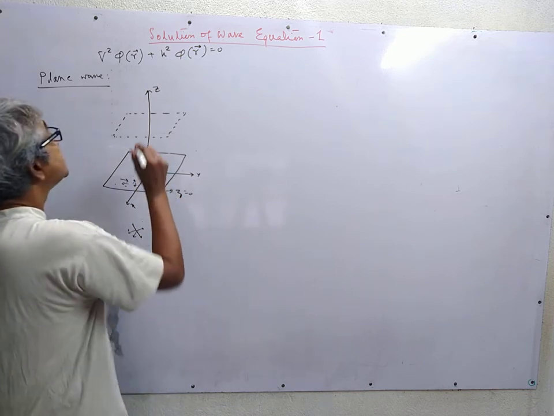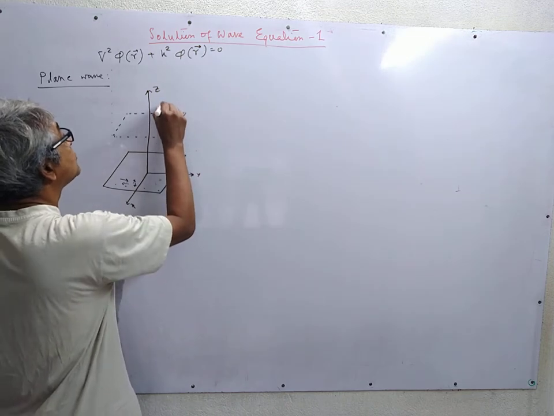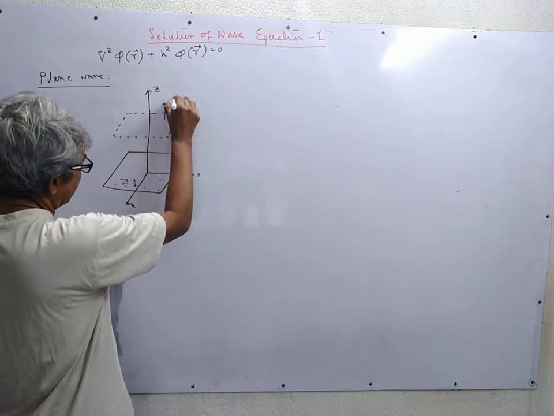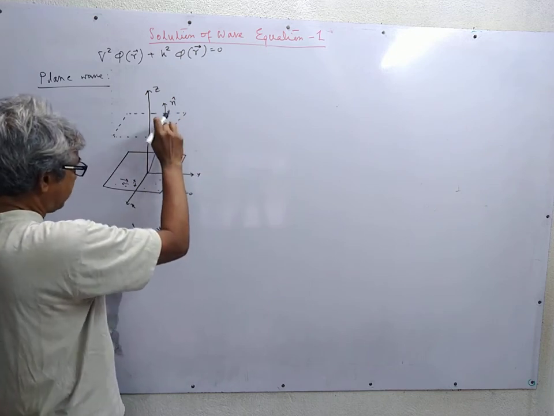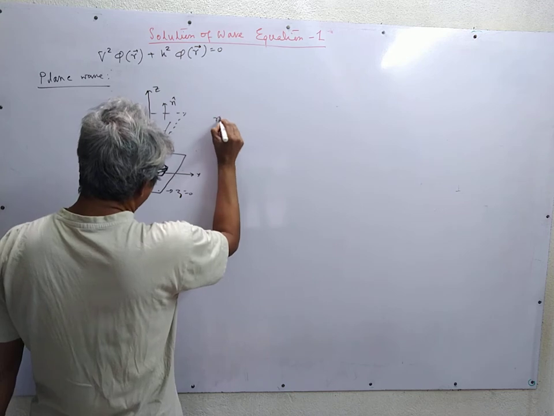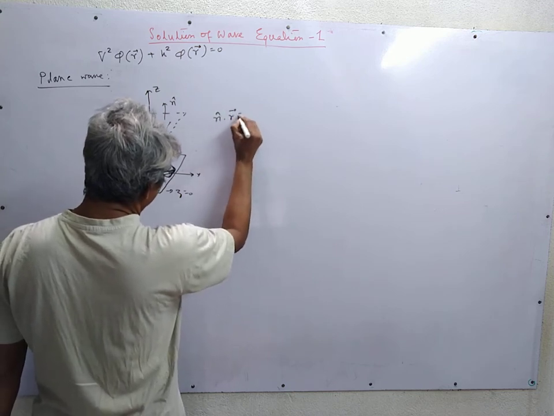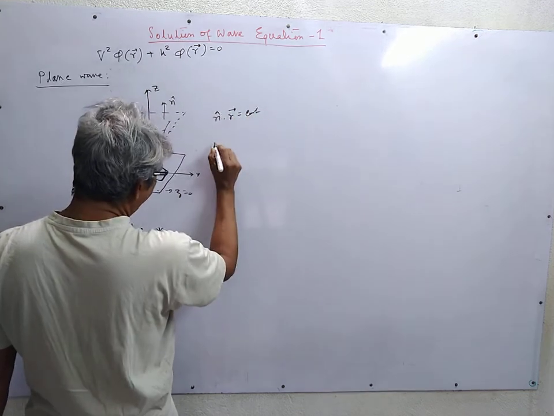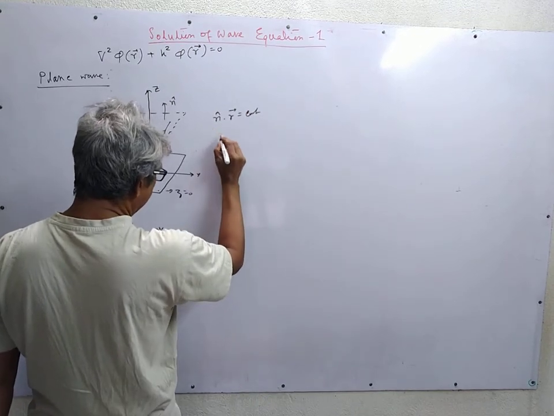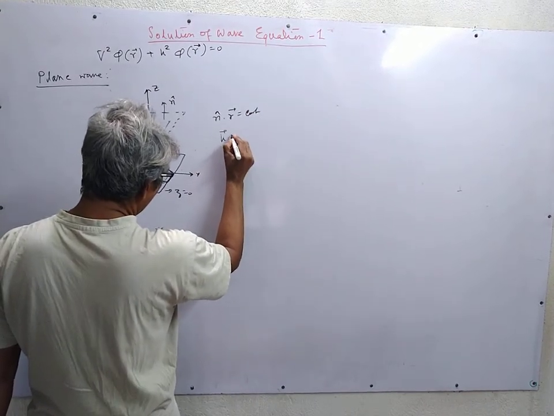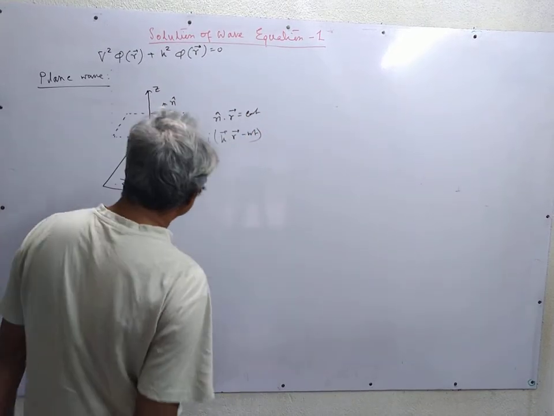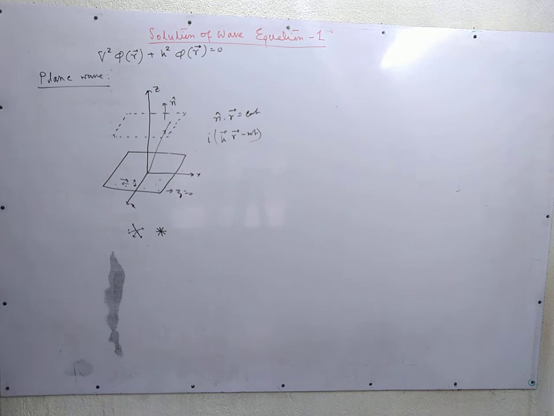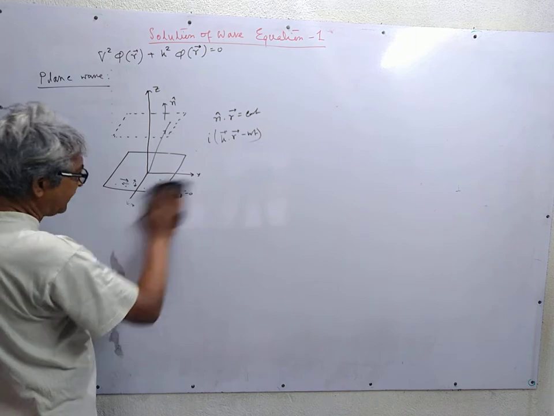Another way: if we consider this is the direction normal to the wave propagation, n cap, then any point on this plane has the property that n cap dot r is equal to constant. So the total phase should be of the form k dot r minus omega t times i. This should be the phase for a plane wave. Let us see what we get from the solution of the wave equation.